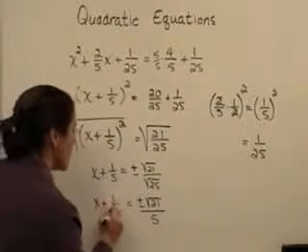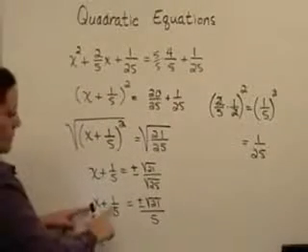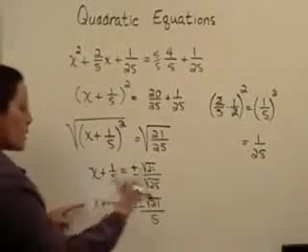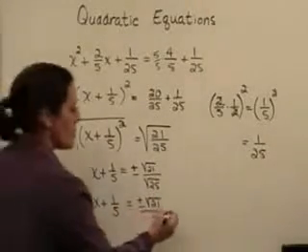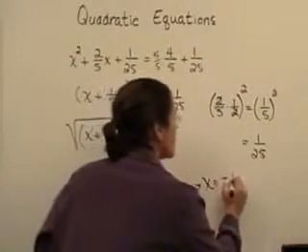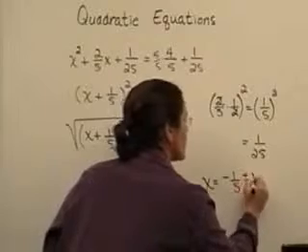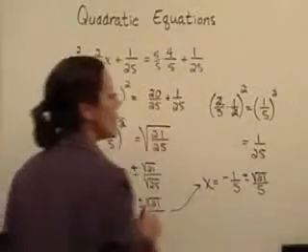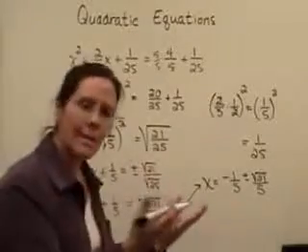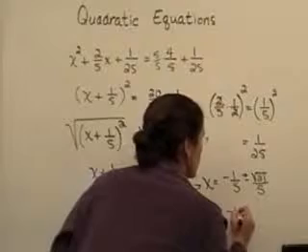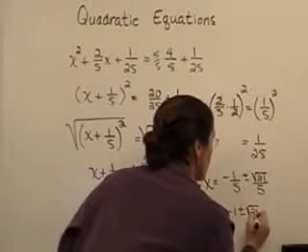And all I need to do now, in order to solve for x, is to get this positive 1/5 over to the right-hand side. I'm going to write it on the right-hand side as a minus 1/5. I'm going to bring that up over here. So I'll have x equals a minus 1/5 plus or minus the square root of 21 over 5. And those have a common denominator, so I'm going to slide the numerators together, and it'll look very similar to what we've been doing so far.